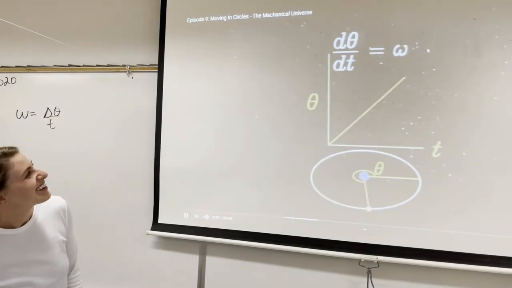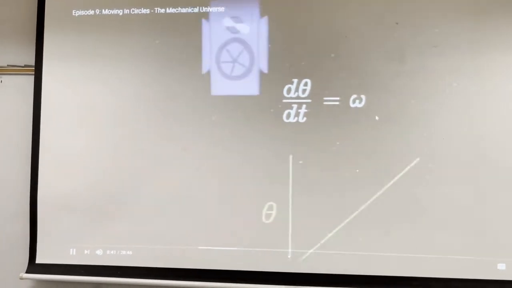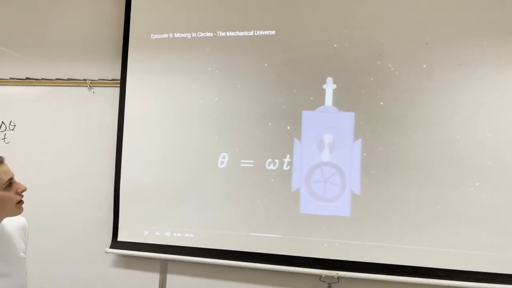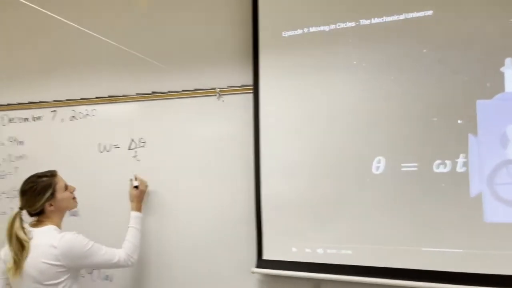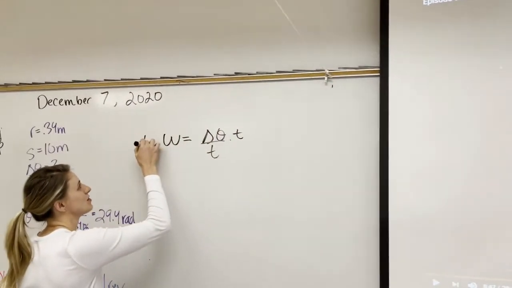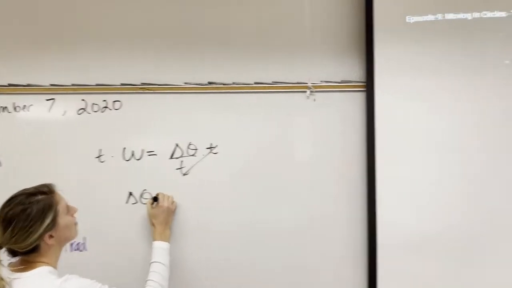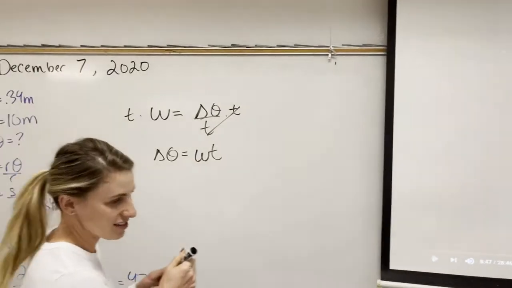That rate, omega, is known as the angular speed of the object. So at any time t, the angle theta equals omega t. Okay, what did they just do? They basically just multiplied by t on both sides, and canceled stuff out here.